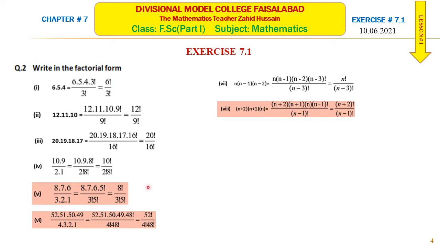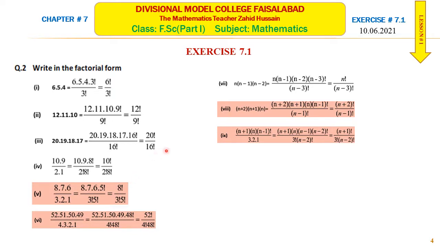So these questions may be asked in MCQs as well. So the factorial form of this is equal to, in the options you may be given this one and some other options.